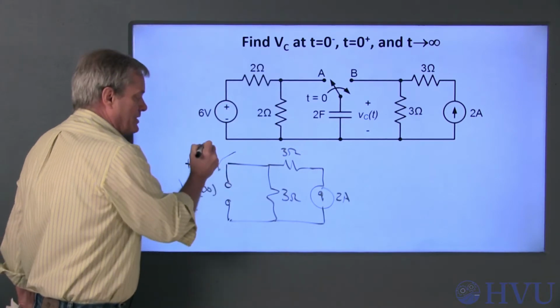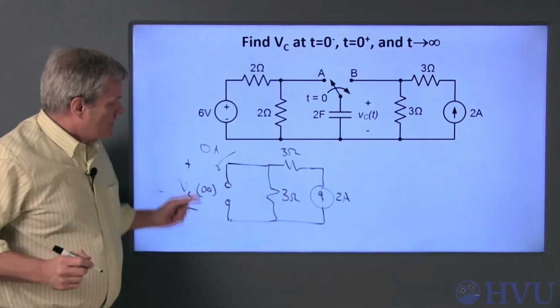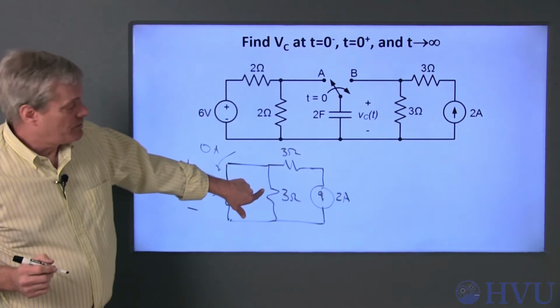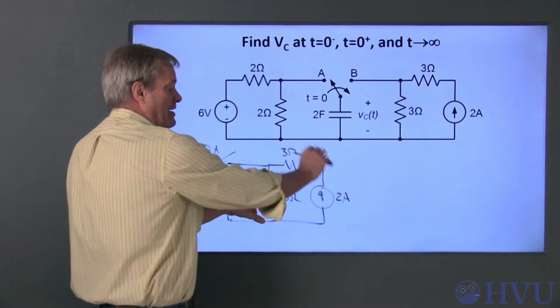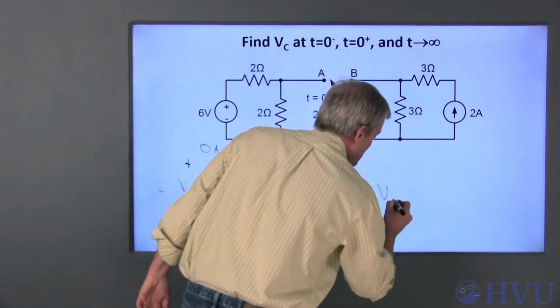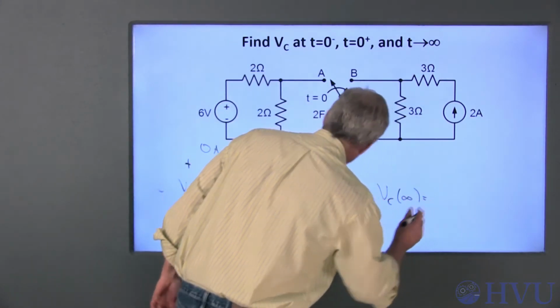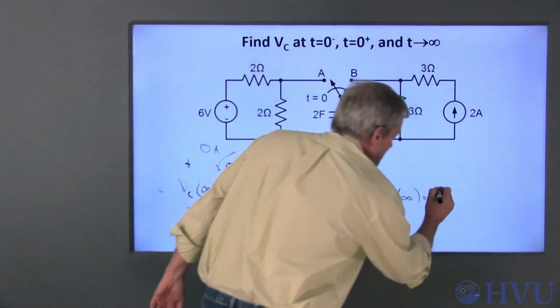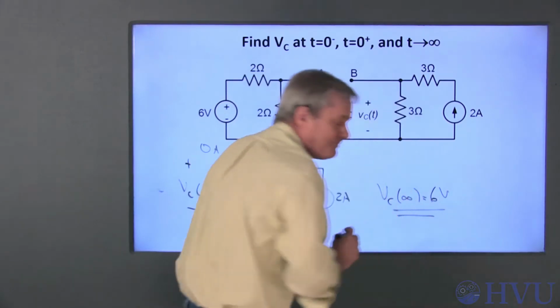The current through here is 0. So this voltage is the same as the voltage across the 3 ohm resistor, and this entire 2 amp current goes through the 3 ohm resistor. So Vc at infinity is 3 ohms times 2 amps, which is 6 volts.